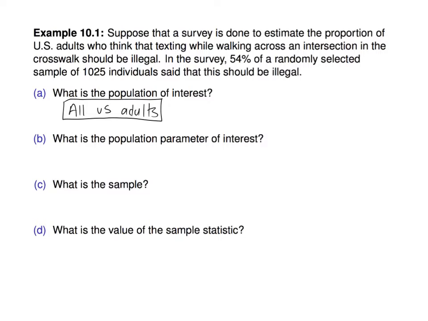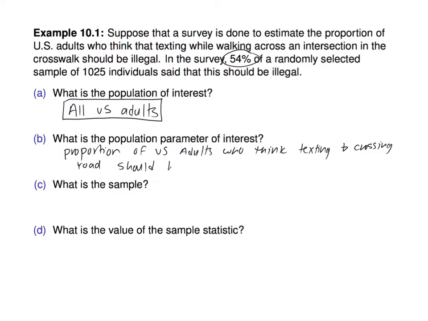What's the population parameter of interest? So first of all, is it a proportion or is it a mean? It's a proportion. What's the giveaway? 54%. It's a percent, right? Yeah. Percent, proportion. You gotta love the alliteration in math class. So it's the proportion of U.S. adults who think texting and crossing the road should be illegal.